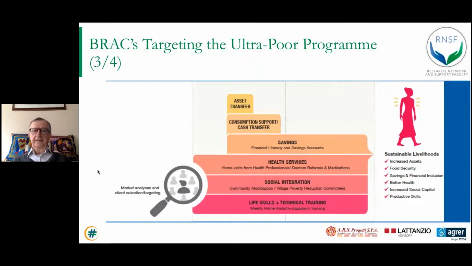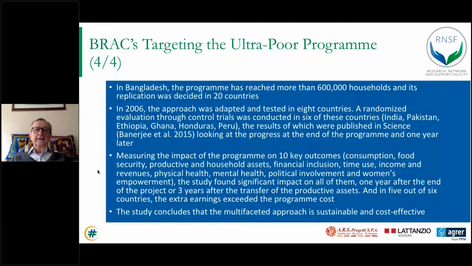So this is the graph describing the activities of the ultra-poor program, and you will note a domain called social integration, which is community mobilization and the committees for village poverty reduction. Finally, in Bangladesh, the program has reached more than 600,000 households, and its replication was decided in 20 countries. In 2006, the approach was adapted and tested in 8 countries, and this is where we have this evaluation technique that I was talking about previously.